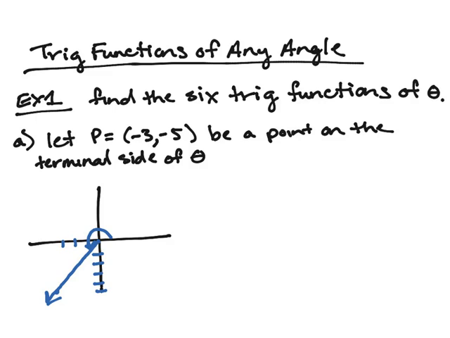Okay, but if I draw a right triangle for this thing, then I have gone 3 to the left and 5 down. Now technically they're both negative, right? But I don't want to focus on them being negative or positive, because if we're going to write the 6 trig functions, what allows me to determine the sign of them?